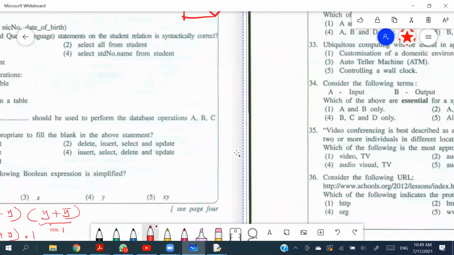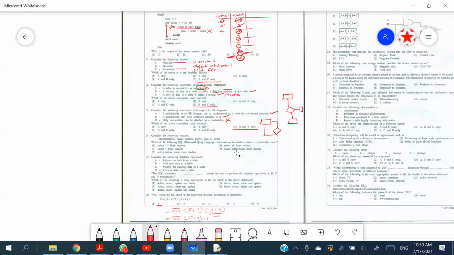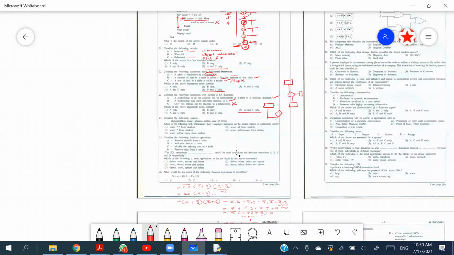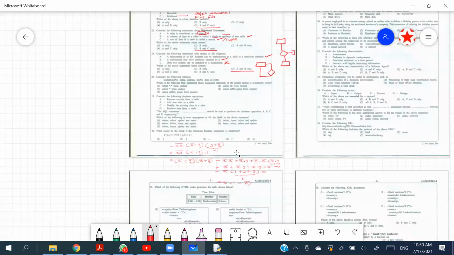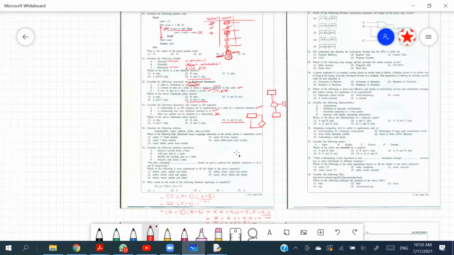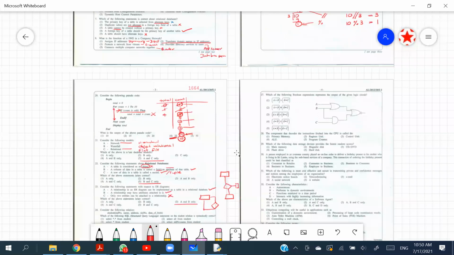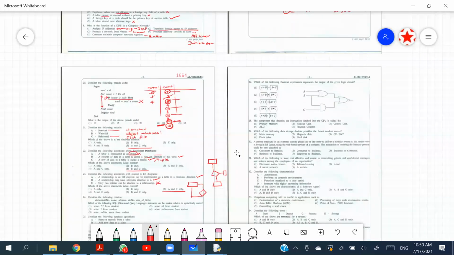So, hold on, people. So the next one, 29th.